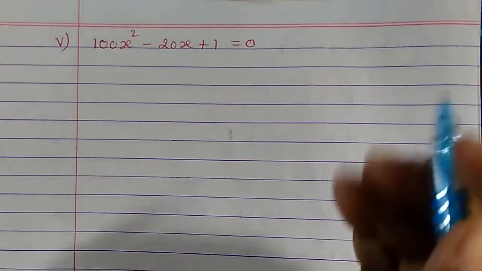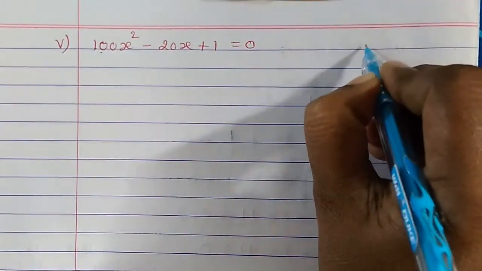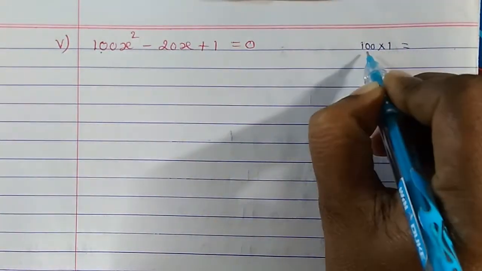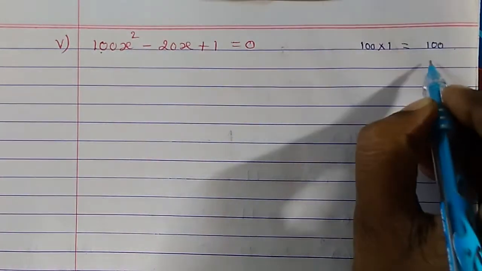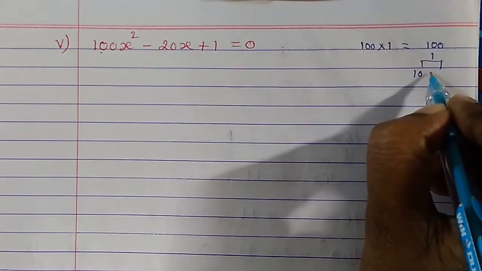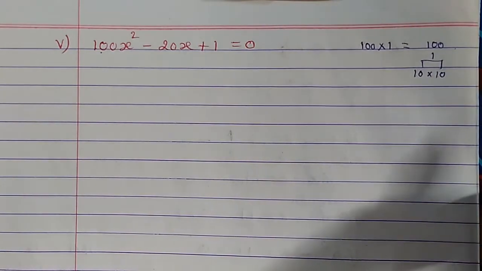Now let's do the fifth one. Same way, let's multiply the first term and the last term. That is 100 into the last term, 1, will give us 100. So now what are the factors of 100? We know that 10 tens are 100. Then what else do you have for 100?